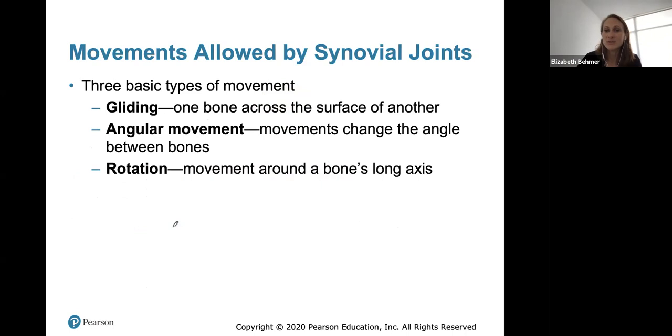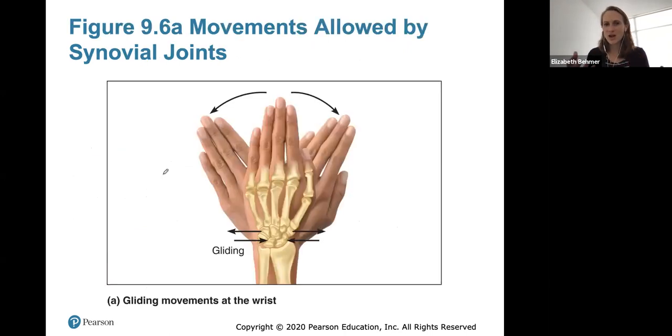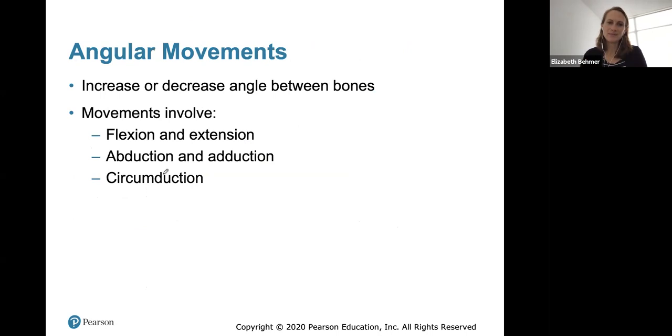Movements allowed by synovial joints: they can glide, angular movements, and rotation because they're very freely moving. Gliding occurs between your carpals, your wrist, the articular processes of your vertebrae, and your tarsals, or your ankles. And these are flat surfaces of two bones sliding past each other. So here's our look at gliding movements.